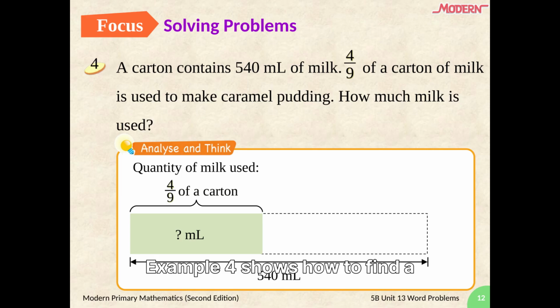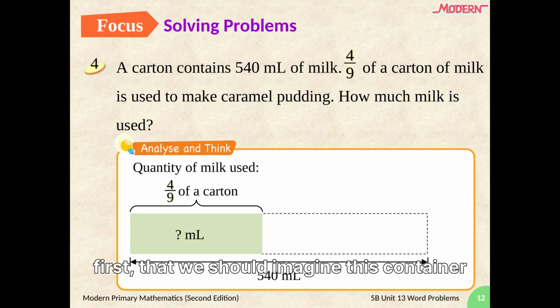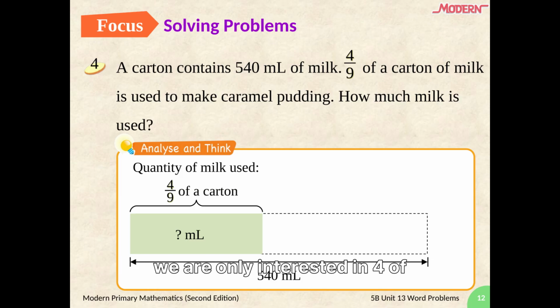Example 4 shows how to find a fraction of a large whole number, 4/9 of 540 milliliters. Think of the 540 milliliters as a single container. The fraction 4/9 tells us 2 things. First, that we should imagine this container divided into 9 equal sections. Second, that we are only interested in 4 of those sections.